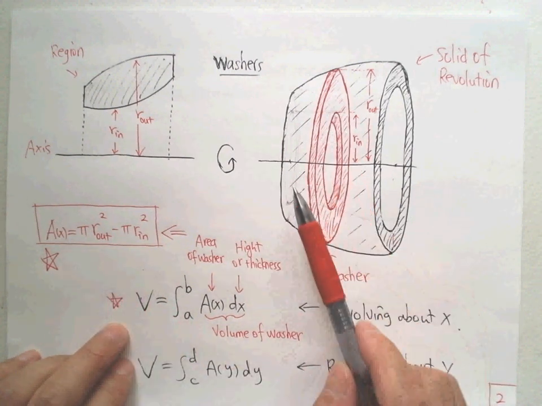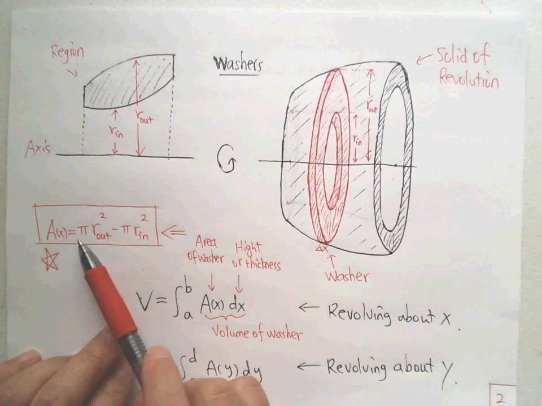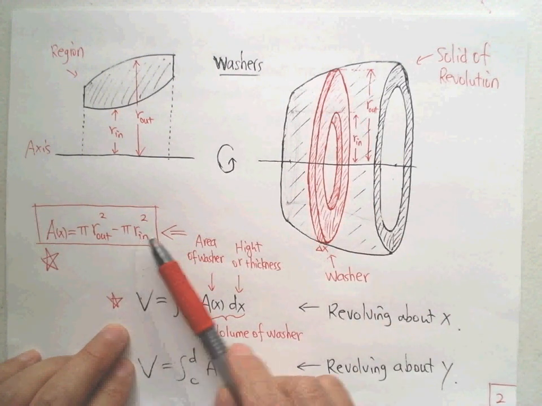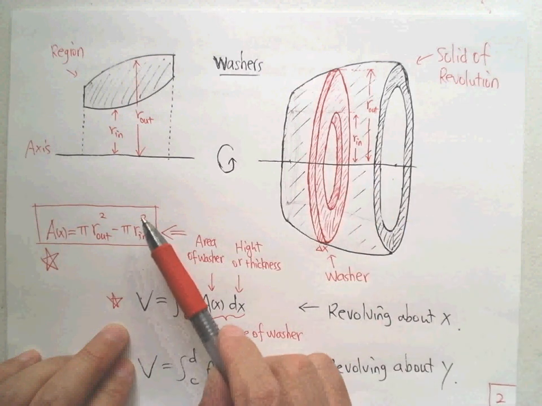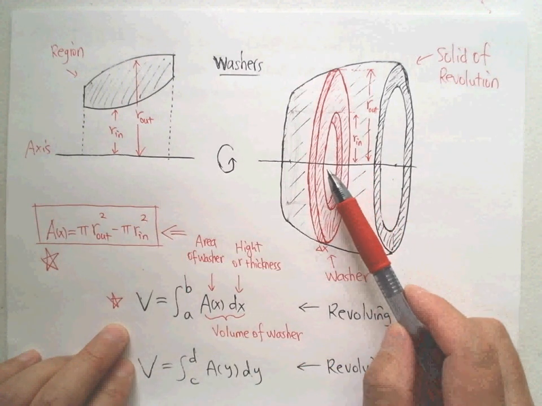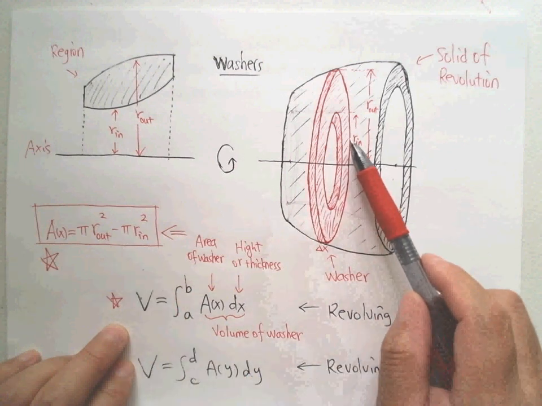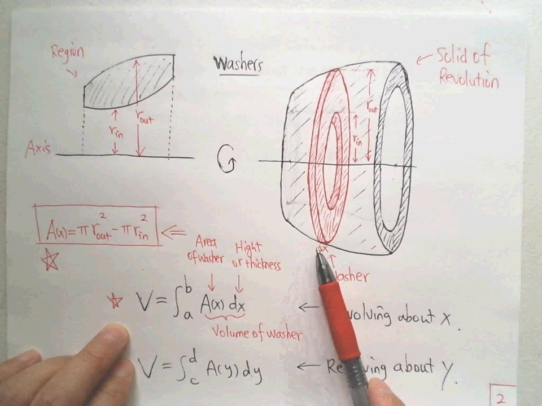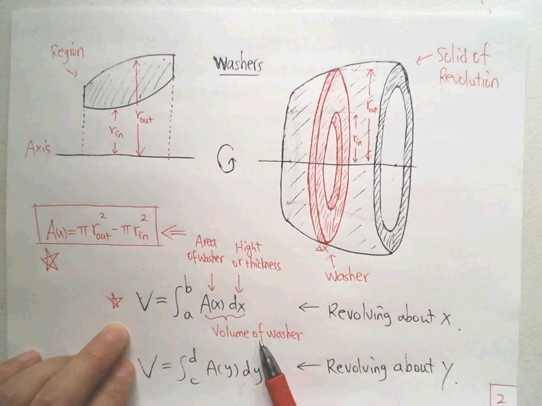We can find the area of the washer this time is pi r outer squared minus pi r inner squared, right? The big circle minus the small circle, the middle one taken out, and this is the area. And we can use the area times the thickness. Okay, area times the height is the volume of the washer.